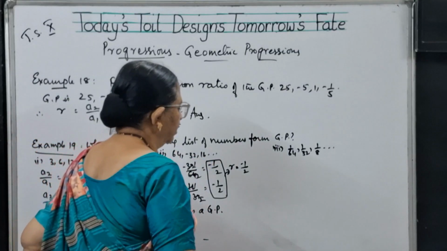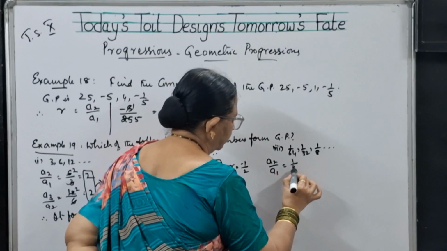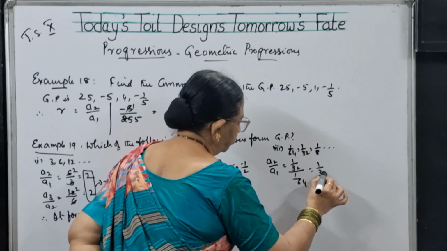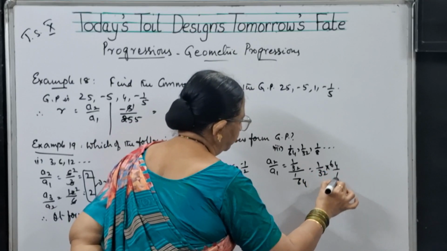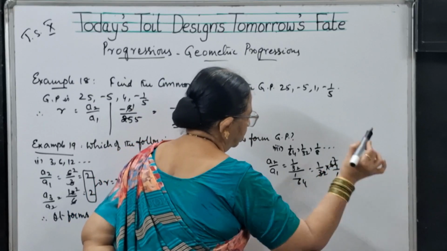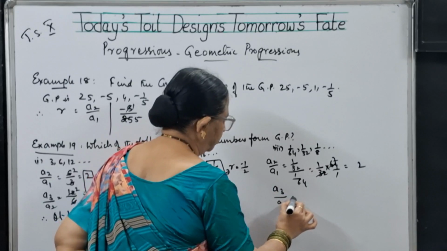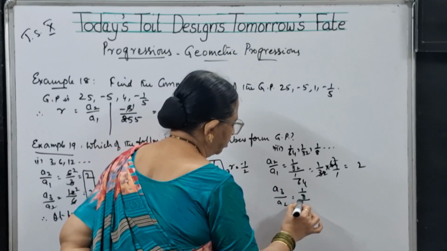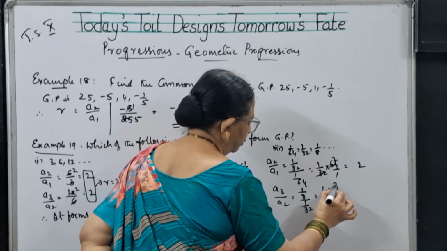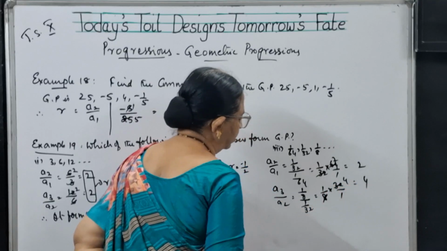Now let us take the third problem. A2 by A1 means 1 by 32 divided by 1 by 64. This can be written as 1 by 32 into 64 by 1. Reciprocal you have to write. 32 ones are 32, 32 twos are 64. So you are getting 2. Now A3 by A2, 1 by 8 divided by 1 by 32. That is 1 by 8 into 32 by 1. 8 fours are 32. So you are getting 4.